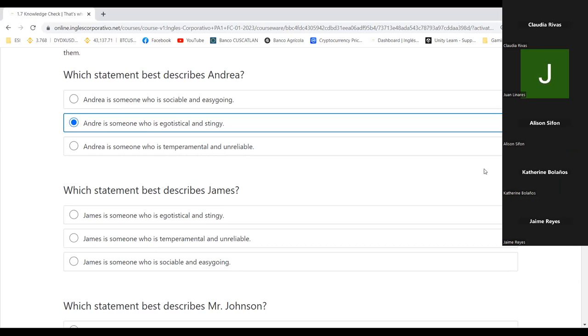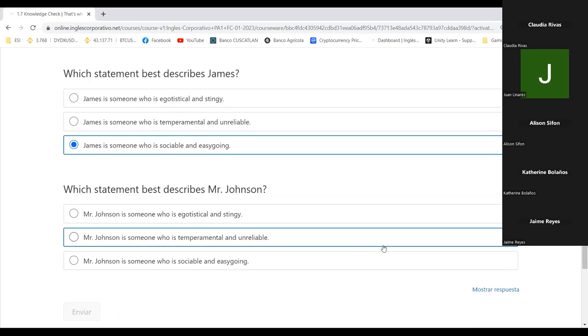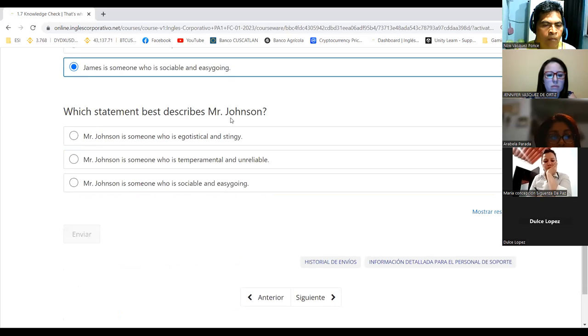Let's see. Catherine, what do you have in number two? Which statement best describes James? Catherine? No? All right, Juan Linares, which statement best describes James? Are you there, guys? All right. Jaime Reyes, do you have the answer? Yes, James is someone who is sociable and easygoing. All right, thank you very much. Claudia Rivas, do you have which statement best describes Mr. Johnson?